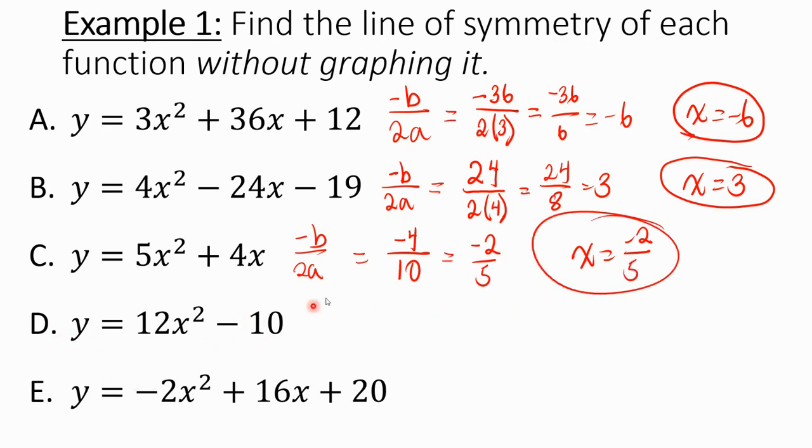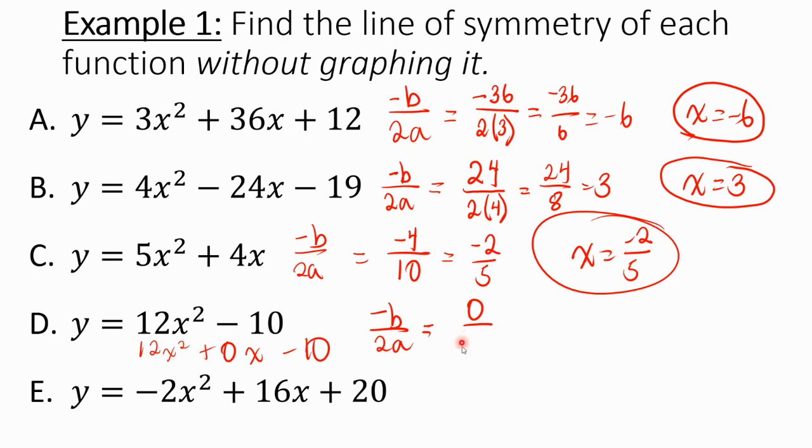All right, for D, be very careful. What is the b in this equation? So actually, we're missing our middle term. This -10 has to be the c because that's just the constant. So we could rewrite this as 12x squared plus 0x minus 10. The middle term is 0, so our b is actually 0. So this one's going to be, well, don't write -0. That's not a thing. It's just 0 over.